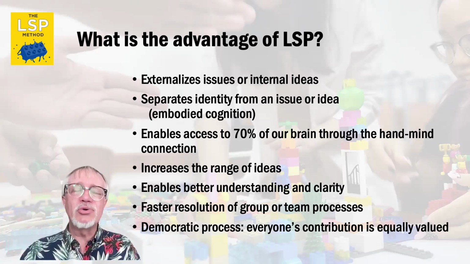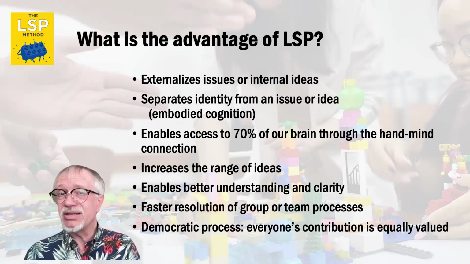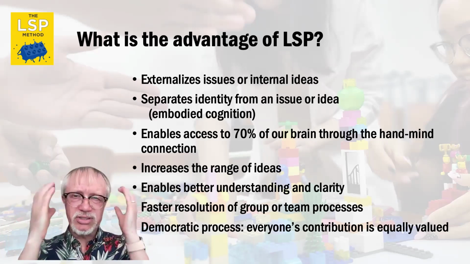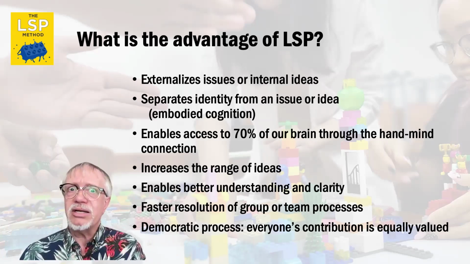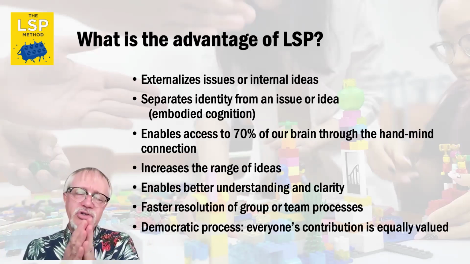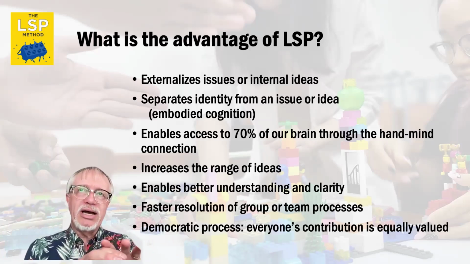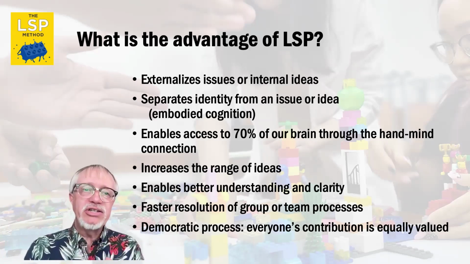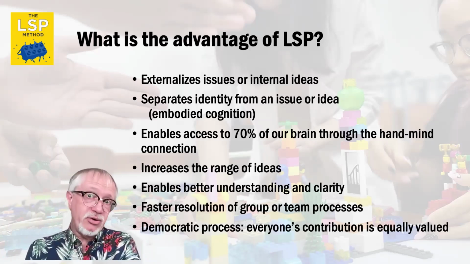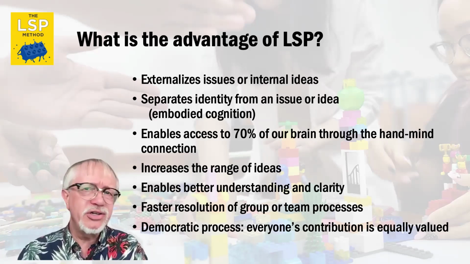It's something that's physical that people can see. This is where Lego Serious Play methods is different, because you're building a representation of what's inside your mind, or maybe in your heart in terms of emotions. When you're building that external representation, you're actually separating your identity from the idea or the issue. And it's what's called embodied cognition.